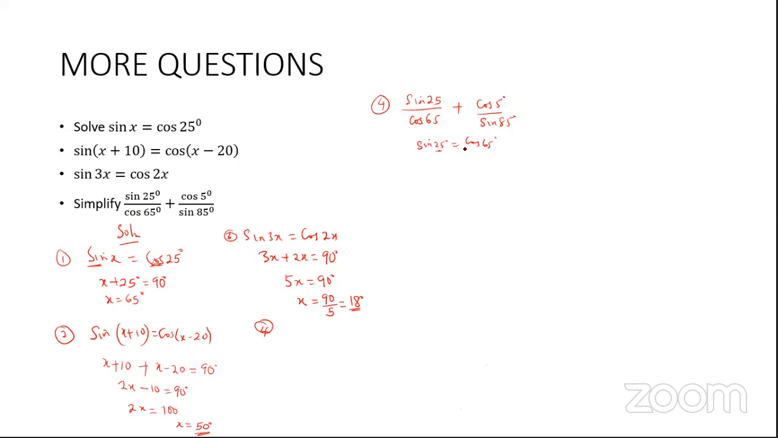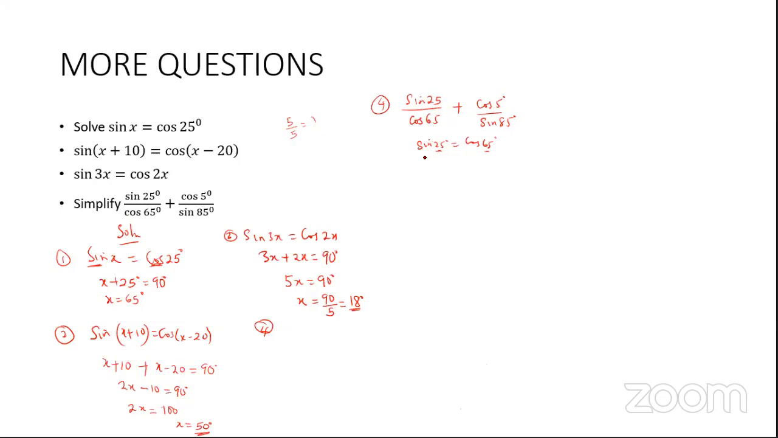Then you add 25 and 65, it will give us what? 90 degrees. Now, when you have two things that are equal and they are being divided, 5 over 5, what will it give us? 1. 20 over 20, what will it give us? 1. So when they are equal, you can see that sine 25 is equal to cos 65.